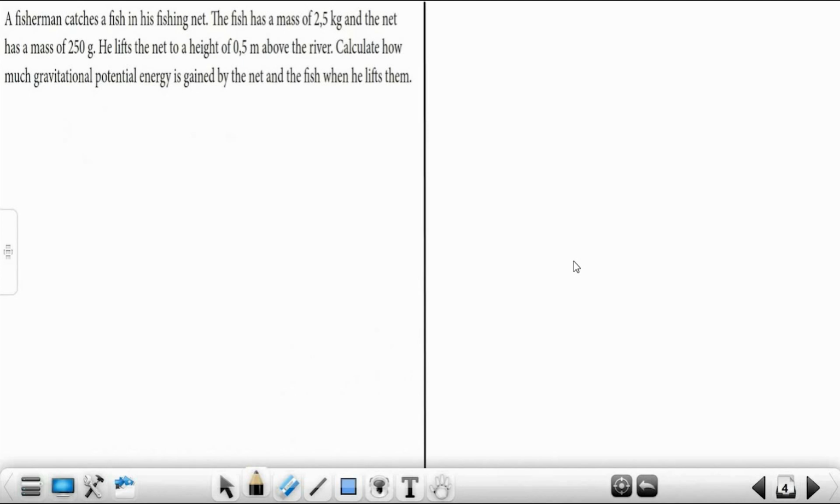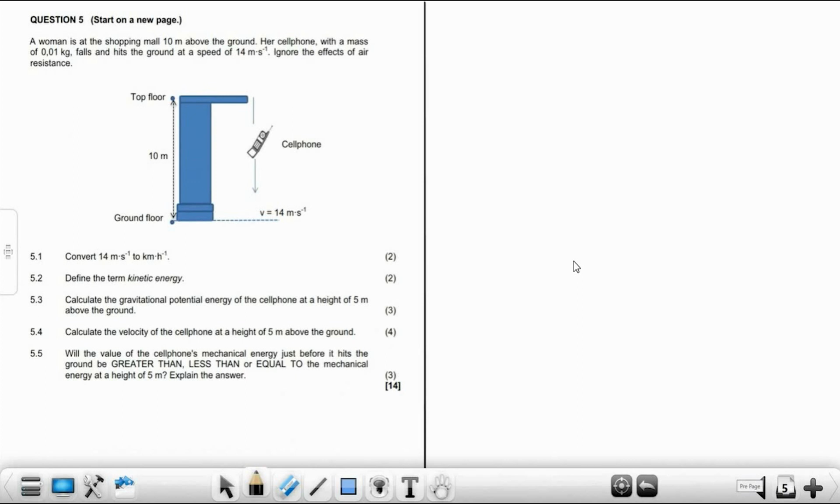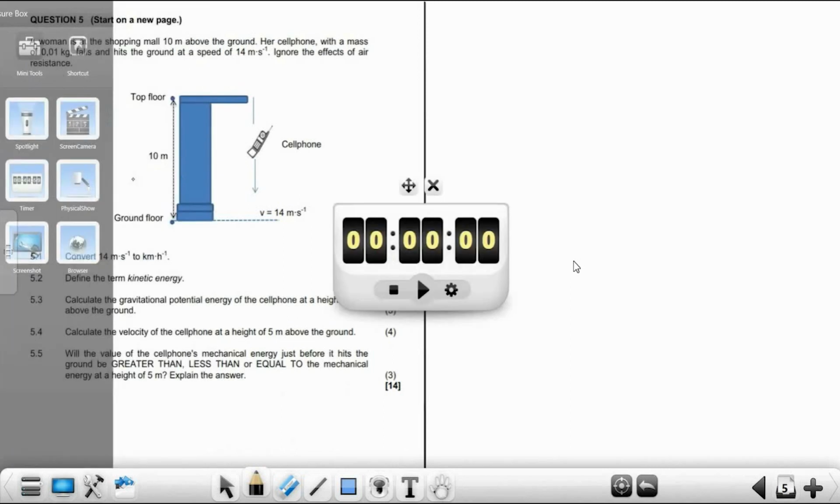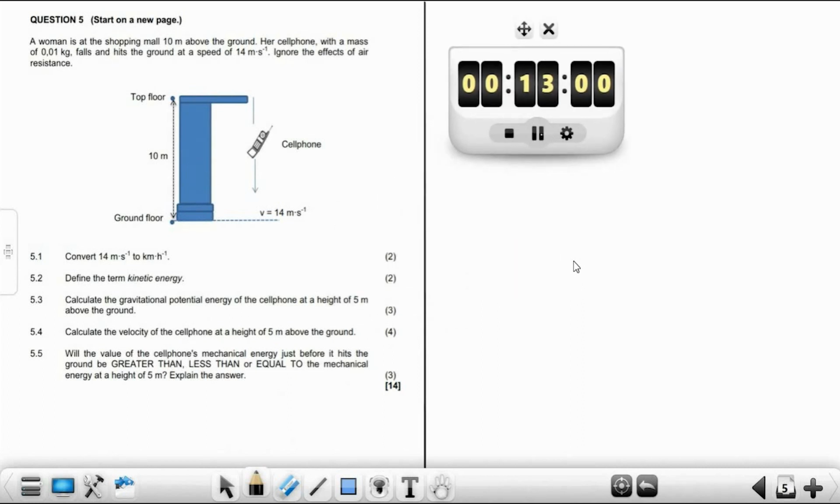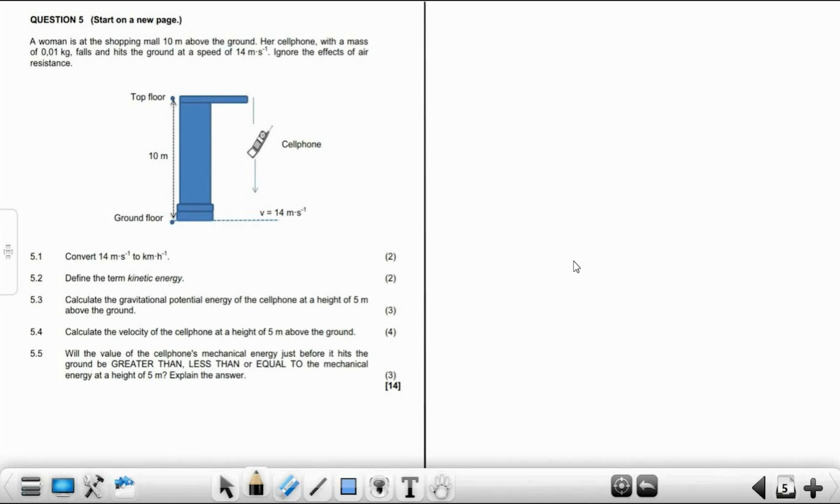Let's quickly do this one. Let's skip that one and come into this. It's 14 marks, so I'm going to give you 13 minutes to do it. That's if we have the 13 minutes, but try to be quick. Okay, now that you are done, let's quickly check if you got this correct.